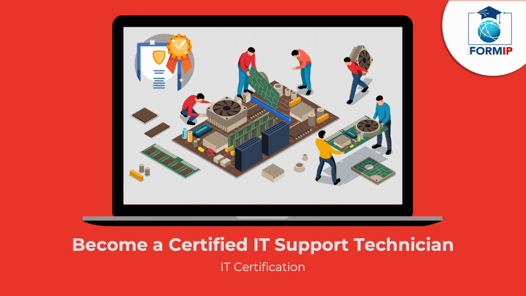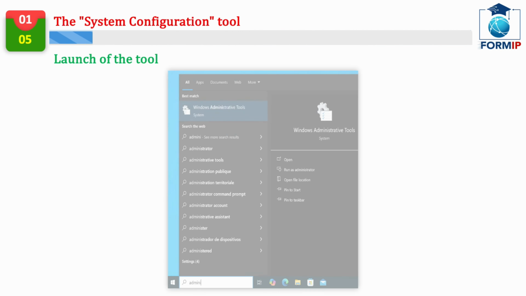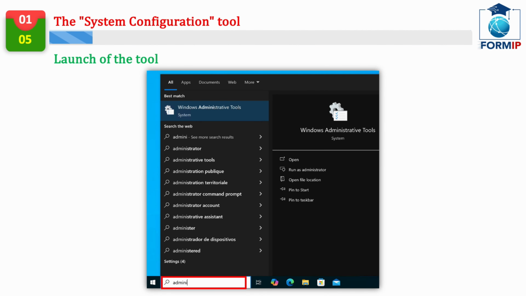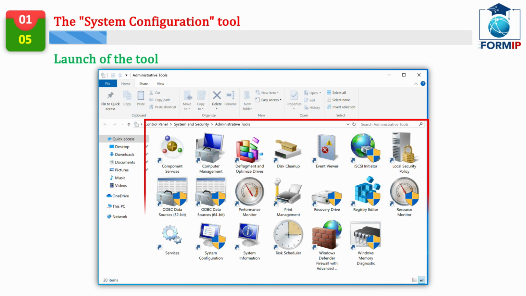Welcome to this new course, where we're going to continue with the admin tools that we haven't seen so far, launching the administration tools. To launch these admin tools, you can simply search for the word admin and run Windows admin tools. You'll have this new window that contains shortcuts to all of the Windows admin tools, including the ones we've covered in previous courses.